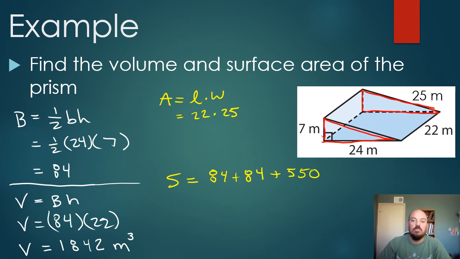Okay, now let's do the bottom rectangle. Now that bottom rectangle, if you look at its sides, that would be a 22 again. This time it's 22 times 24. If that bottom rectangle, one of the sides is 22 and one is 24. And if I multiply 22 times 24, I get 528.